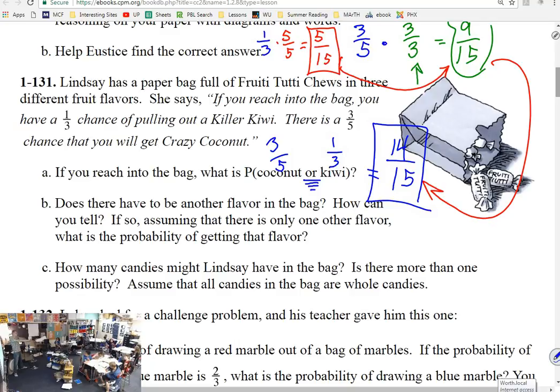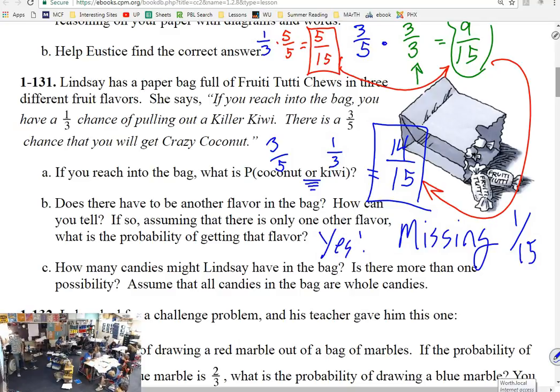Just be careful with things like that, because the back table was talking about, well, there could be 30 candies. Well, there could be 45 or 60 or 75 or 90. Your bag could multiply forever. So there has to be, because we're missing 1/15th or 2/30ths or whatever. So, of course, yes, there has to be. However you wrote that.